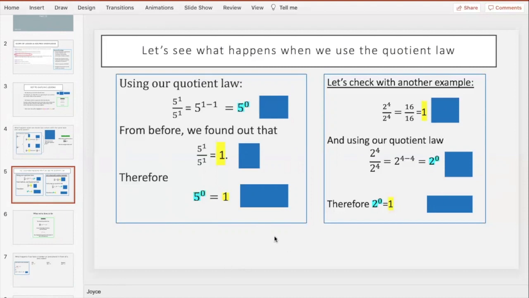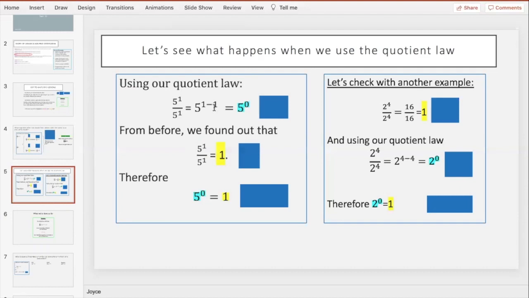Now, Joyce, I see you've got a question for me. Yeah, so which is the best one to remember what the zero index is equal to? Quotient rule or normal division? Oh, that's a really great question, Joyce. As you have seen, we've used both to establish our zero index rule.